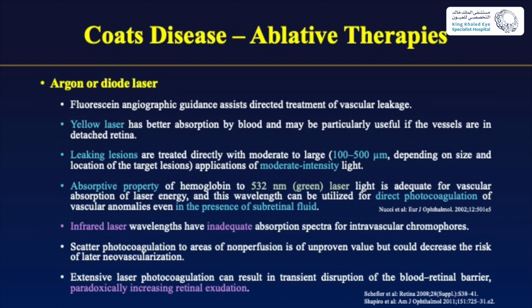Whereas in Coats disease, our goal is not to form a chorioretinal adhesion, but our aim is to obliterate the abnormal blood vessels. So the chromophore for us in Coats disease is the hemoglobin. So we directly photocoagulate the abnormal blood vessels even in the presence of subretinal fluid. Infrared laser wavelengths have inadequate absorption spectra for intravascular chromophore. For this reason, the argon green laser is preferred over the dyed laser.